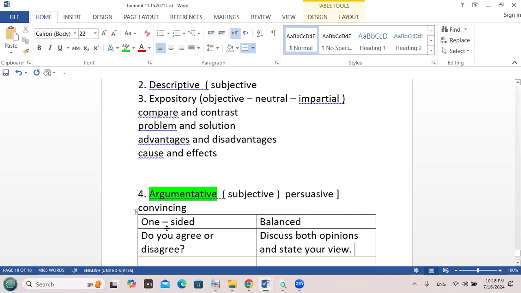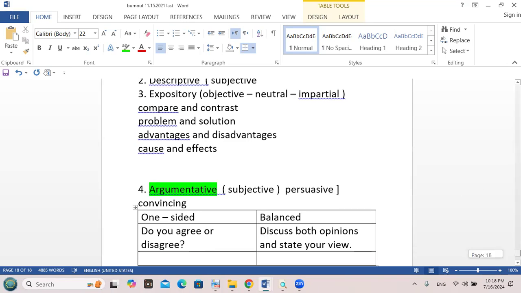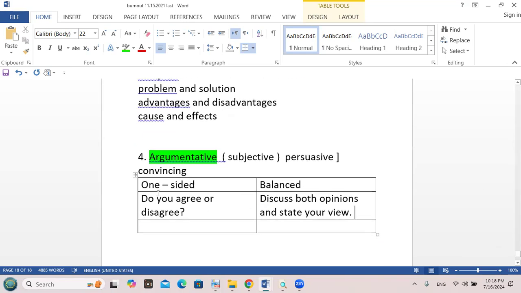Here, the first one is one-sided, the second one is balanced. The one that we took as homework was balanced, because it mentioned discuss both opinions. Does it mean that we have to write both of them in the exact same way? No. Both of them have a different way of writing. So today, inshallah, we're going to focus on the main ideas concerning each one of them.